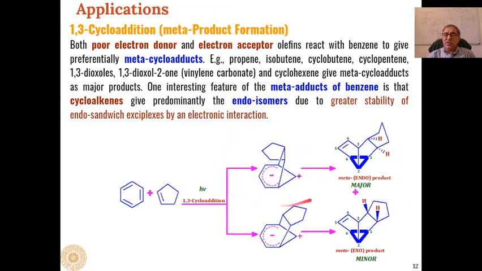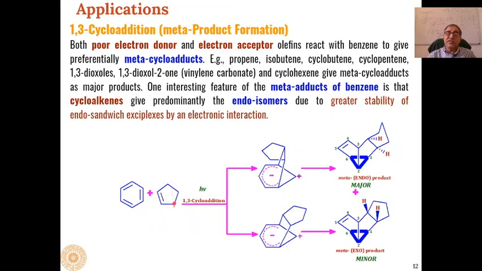And the endo isomer is formed through this type of exciplex, and exo is formed through this type of exciplex intermediate. Now if we compare the stability of these two intermediates, the exciplex which will give us the endo product is more stable, because the endo sandwich exciplex has more electronic interaction between this alkene molecule and the aromatic system, in comparison to this exciplex intermediate. So that is why the endo product is formed in major amount as compared to the exo product. This is in the case of cycloalkenes.